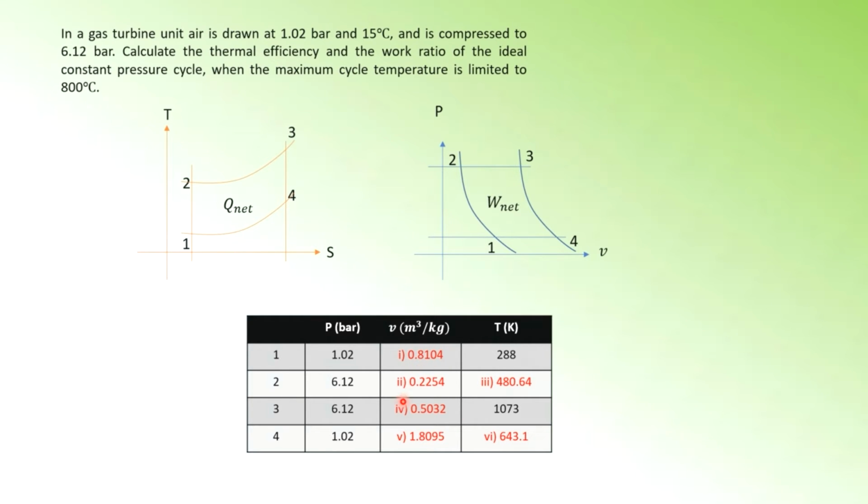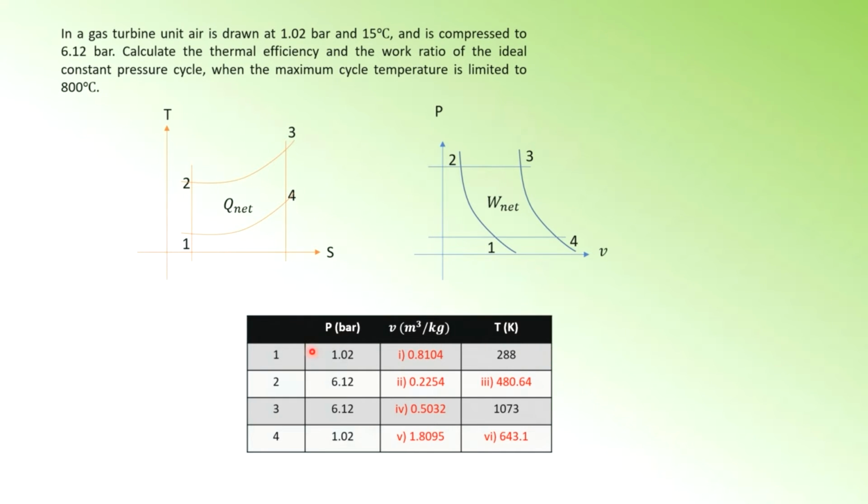You don't have to follow my order. You can go here first and here second, up to you. But why I put this as the first one is because when you look at this row itself, there is only one unknown. Because you know 1.02 and 288, the only unknown is 0.8104. So it's easier for me to refer to this state point 1 itself.